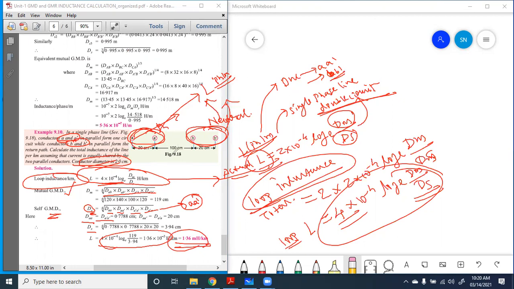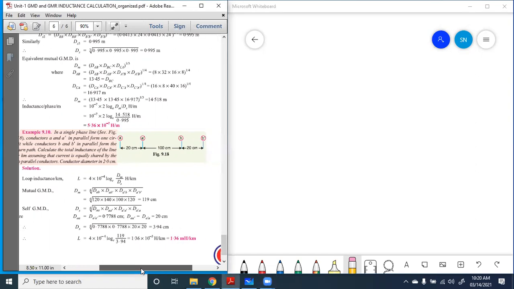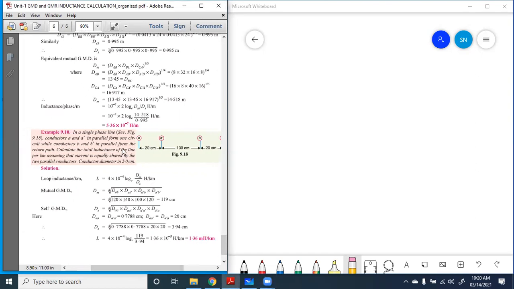Solve this numerical. In this case also the spacing between the two conductors A dash is 20 centimeter and B dash is 20 centimeter. But the distance between these two combinations is 100 centimeters. So solve this numerical. This is also homework for you. Solve this numerical using your own intelligence, with your own pen and book, based on the previous lectures.